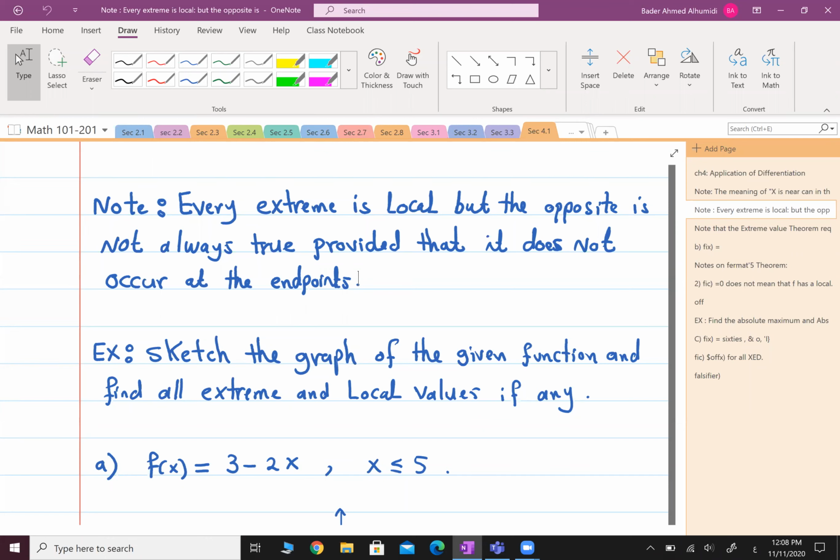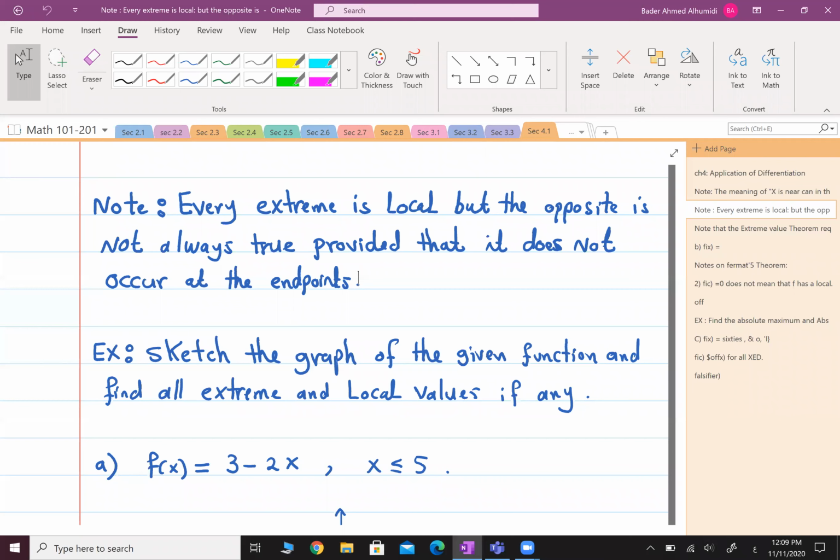Clear? Now what does this note say? Every extreme is local, but the opposite is not always true. But there is a condition here: provided that it does not occur at the endpoint. If the global maximum or the global minimum appears somewhere between A and B, not at A and not at B, it will be absolute and at the same time it will be local. But if it appears at A or at B, we don't have any implication. It will be absolute, yes, but it will not be local because it appears at the endpoints.